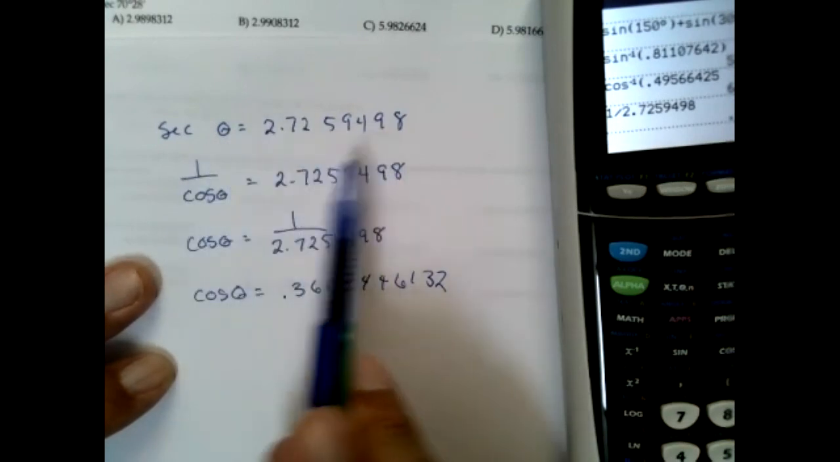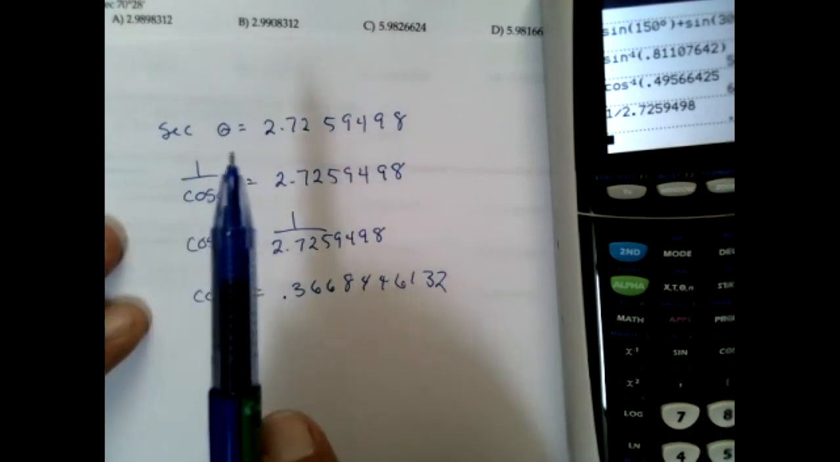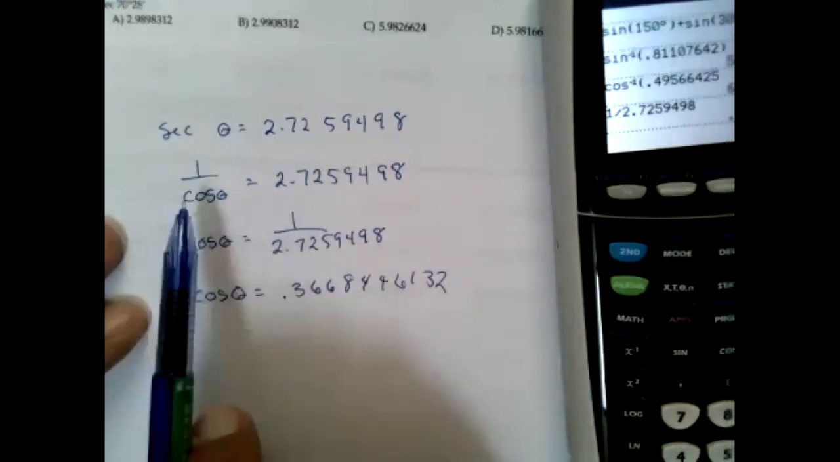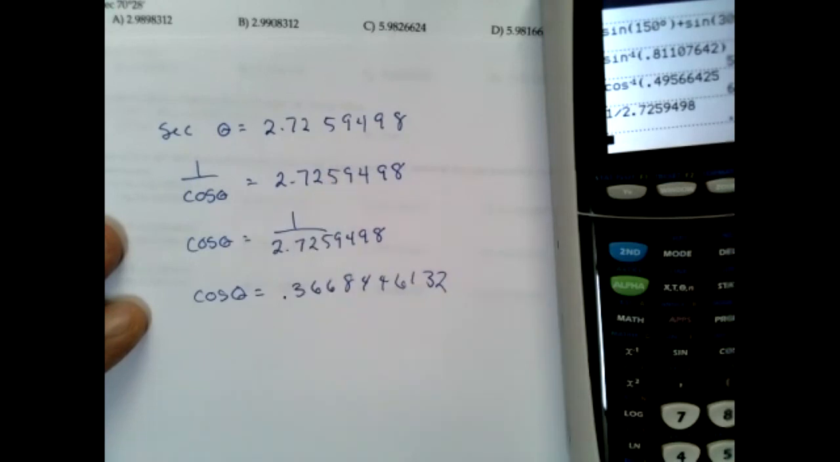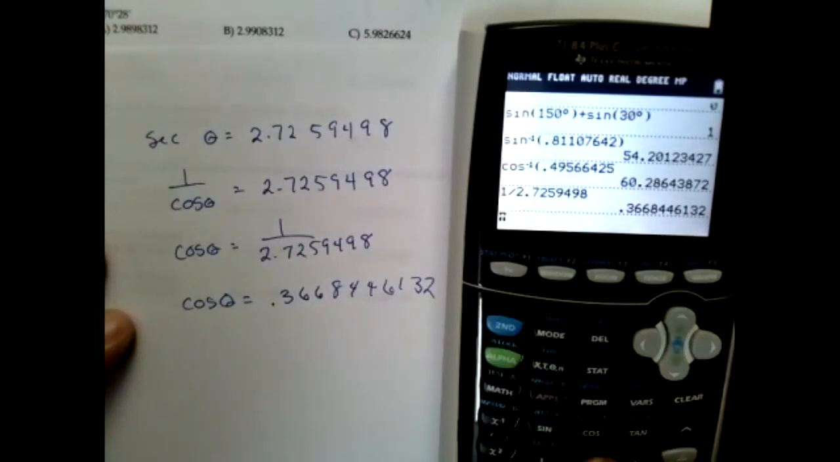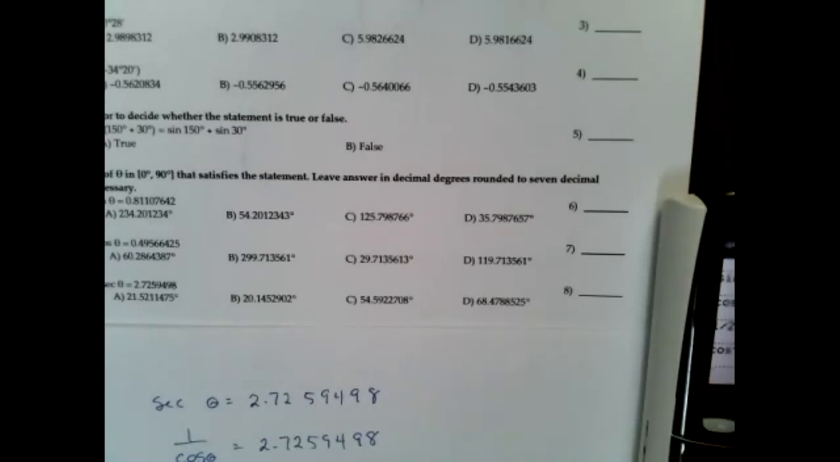So I had to change this problem because I don't have an inverse secant yet. So I made it 1 over the cosine. If I multiplied by cosine and divided by that, this is what I would get. Same idea. If I took the reciprocal here, I have to take the reciprocal there. Clean this guy up. Now I am ready. Are you ready? Yes, I'm ready. 0.368446132. Enter. 68.47. Please tell me that was one of my choices. And it was. It is, in fact, D.